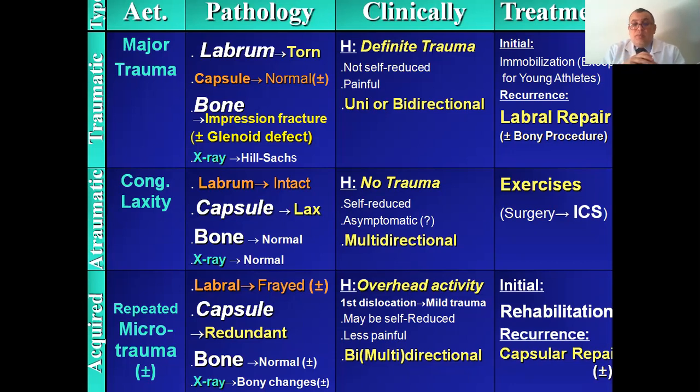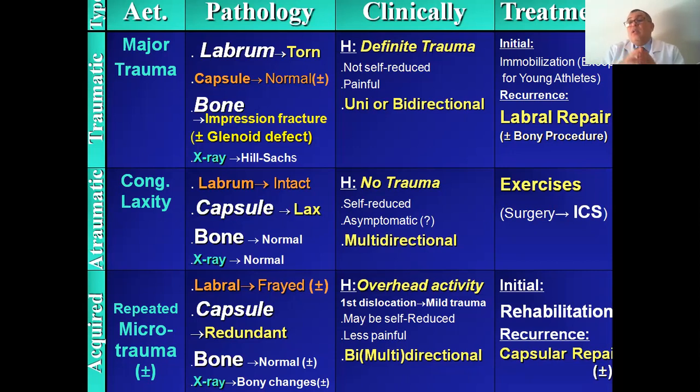The atraumatic type is due to congenital laxity. The labrum is intact, it's not detached. The capsule is very wide and lax. The bone is normal, there are no X-ray changes. There is no history of trauma. It is usually self-reduced. Commonly, it's asymptomatic, and it is almost always multidirectional.